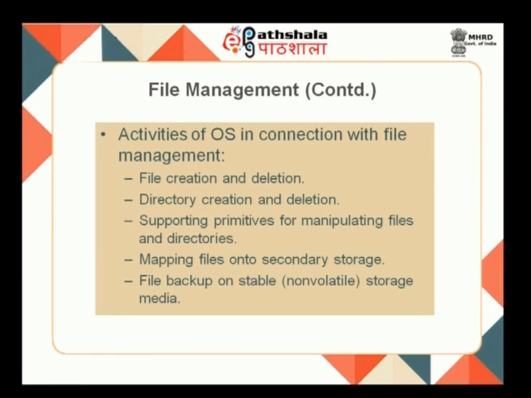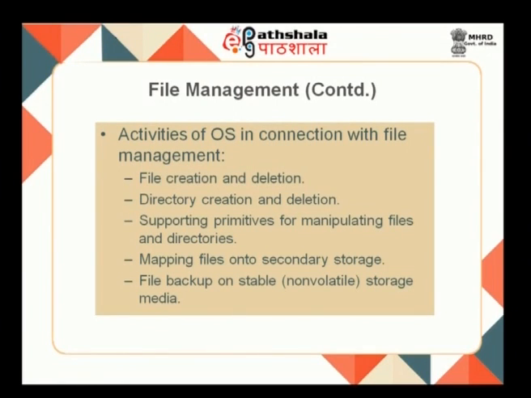And then you have mapping of the files onto the secondary storage device. These files have to be stored in the disk. So, we need some mechanisms to say which file is placed in which part of the secondary device, and also to keep track of where each file is kept. All these have to be done by the OS. So, appropriate data structures for that have to be maintained by the operating system. And file backup on stable storage media is also the work of the operating system.